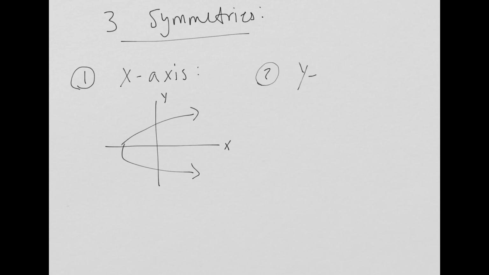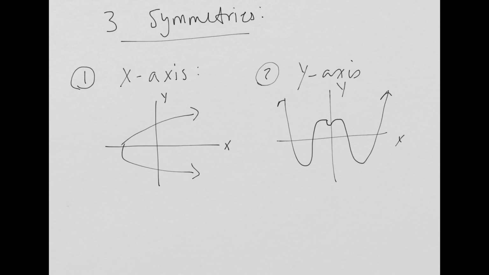Second type, symmetric about the y-axis. So with symmetric about the y-axis, this time the y-axis is acting like my mirror. So something like this. You can see that if I flip my graph across the y-axis, I get exactly the same graph. So the y-axis is acting like my mirror, and you can flip it across and it's exactly the same. The last one is the origin.